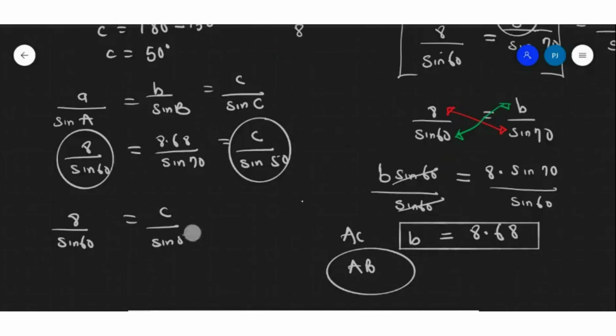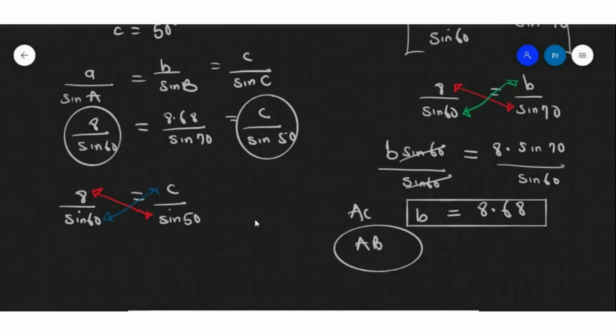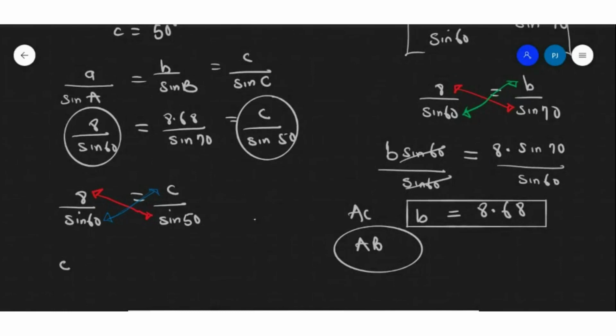I'll just clean this so it can be clearly visible, so everyone can try to understand. Once again, I'm going to use a different color. You cross multiply, a very important function in mathematics. Sorry about the thickness of it. Let's pick the blue one. Okay. So C sine 60 is equal to 8 times, or let me make this a dot. The dot is a function of multiplication, sine 50.